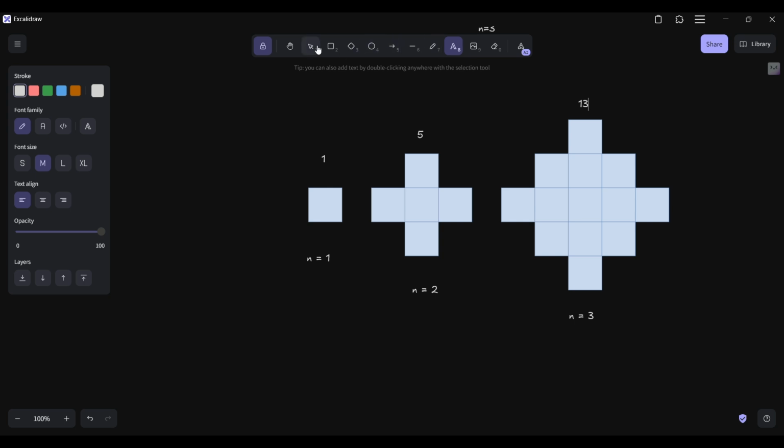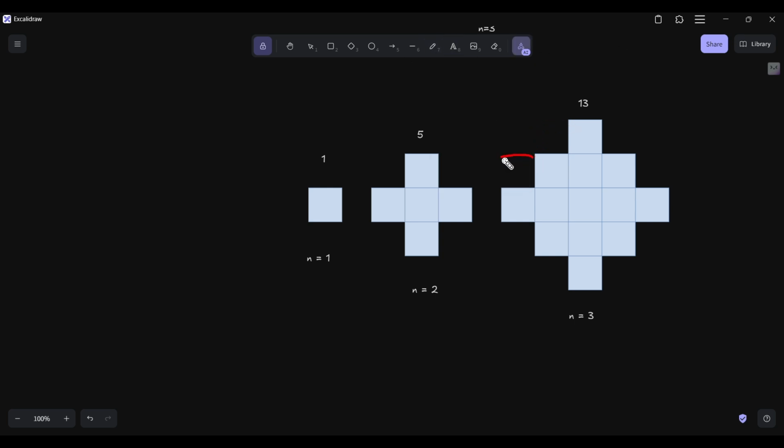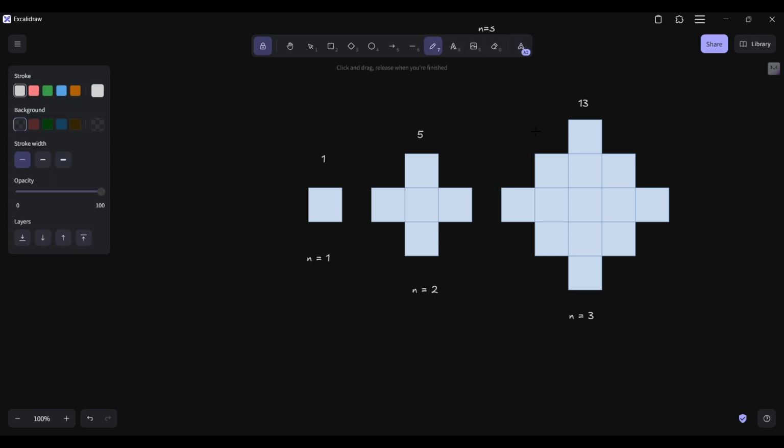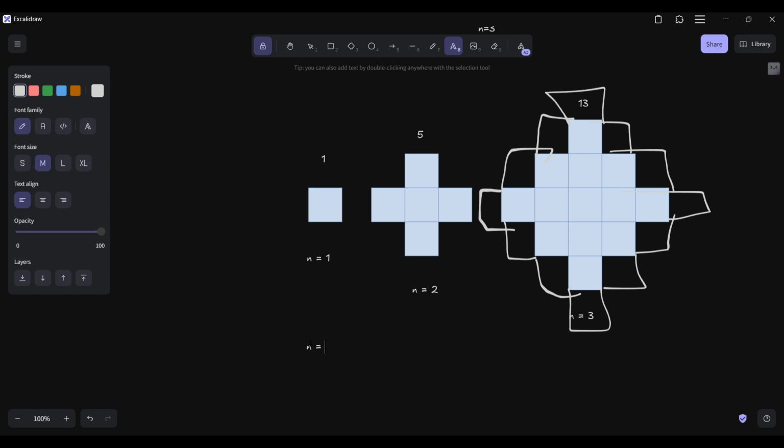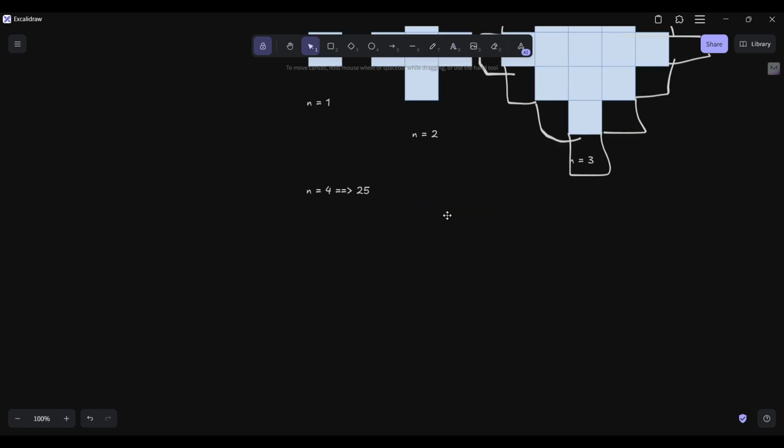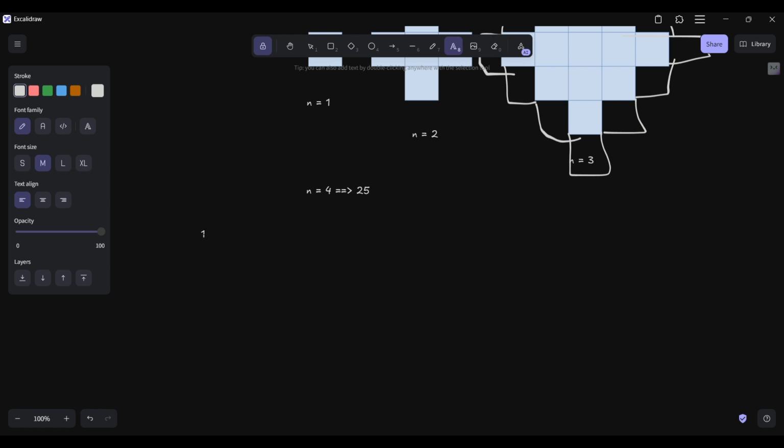If we draw it for n equals 4, it will be like this. These will be colored, and these are the total cells colored for n equals 4. If you count, it gives 25. So the pattern is: for n equals 1 there is 1, then 5, then 13, then 25.